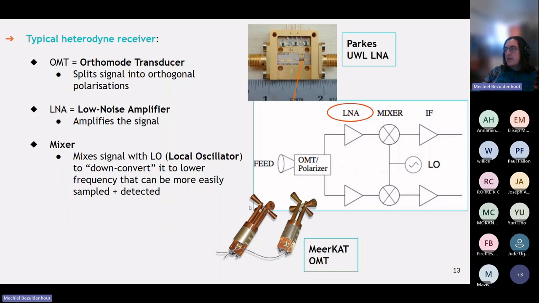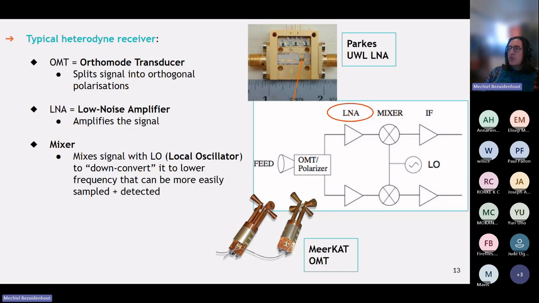On the bottom is a depiction of what the MeerKAT OMT looks like. You can see it's basically a waveguide that splits the polarizations of the signal, each one going into one of these arms of the OMT. And then each polarization goes off on its own. This allows us to store and recover the polarization information in the signal to use for the Stokes parameters, as we talked about last time.